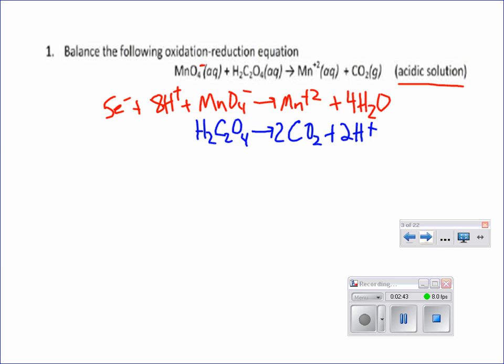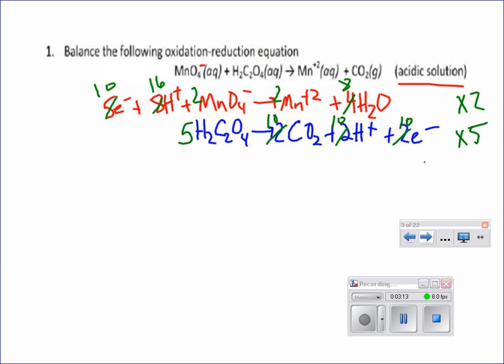How do I get rid of that charge? 2 electrons. So in order to add these up, I have to have a common factor of electrons lost and gained. So what's my common factor? 10. So I want to multiply the top by 2 and the bottom by 5. I'm going to go through and change this to 10, 16, 2, 2, and 8. And then I'm going to change the bottom to 5, 10, 10, and 10.